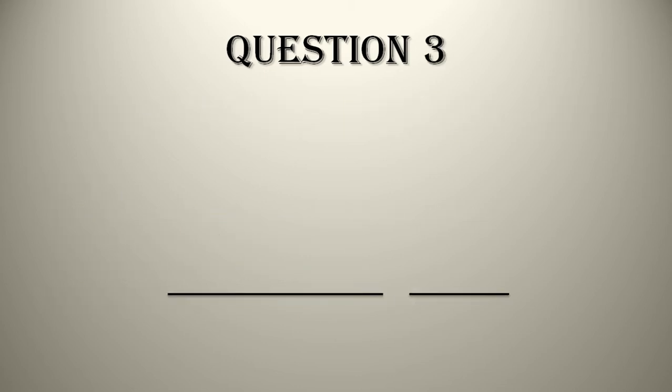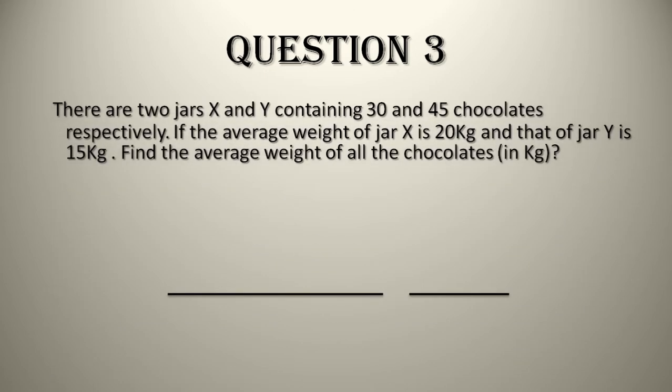Moving on to question number 3. There are 2 jars X and Y containing 30 and 45 chocolates respectively. If the average weight of jar X is 20 kg and that of jar Y is 15 kg, find the average weight of all the chocolates.